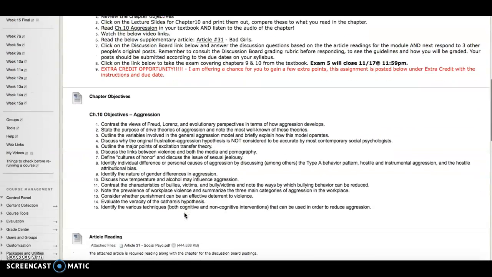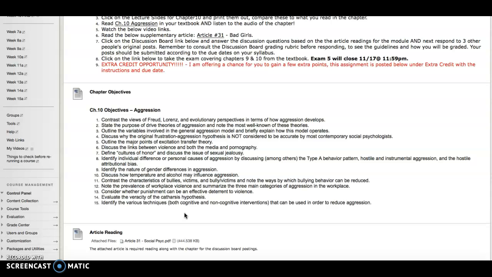So if we skip down to the chapter objectives, here they are. It's a lot of theory here in looking at aggression, people's reasoning for where aggression stems from, and then the different perspectives on how it develops over someone's life span. So we're going to take a look at Freud, Lorenz, and some different evolutionary perspectives on aggression, and then more of the current guiding theories that we use today, which would be drive theories of aggression.